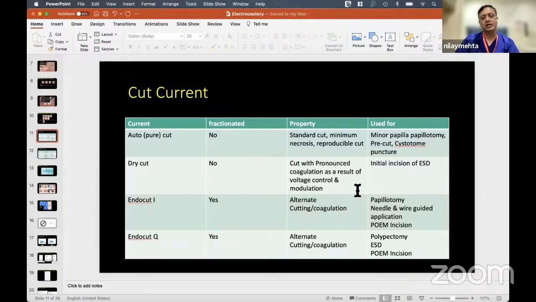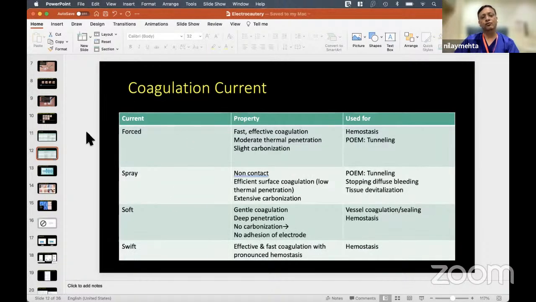The endocut I, we use it for papillotomy, for even needle knife, and of course for POEM incision, you can use either endocut I or endocut Q. So what is the difference between endocut I and endocut Q? We'll discuss later. Most of the times we use endocut Q either for polypectomy or POEM incision or ESD. But as discussed earlier, we have shifted to force, and most of the guys do it spray.